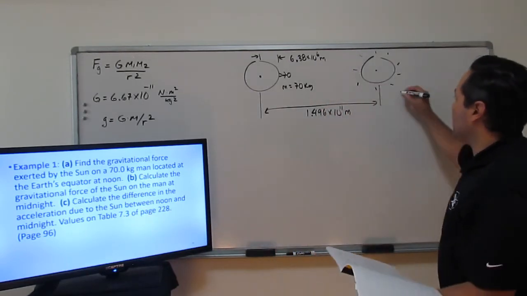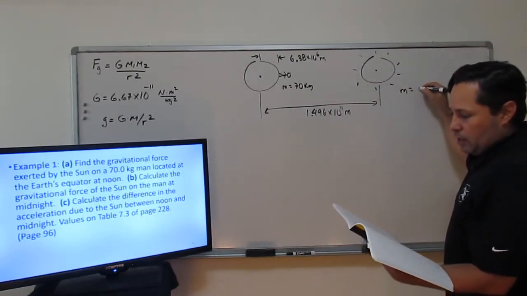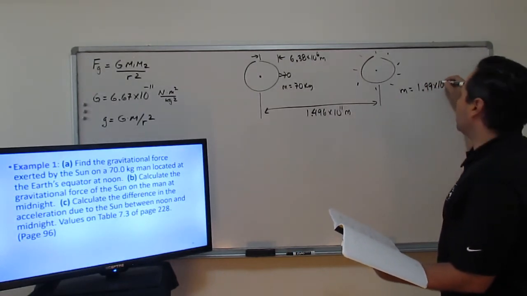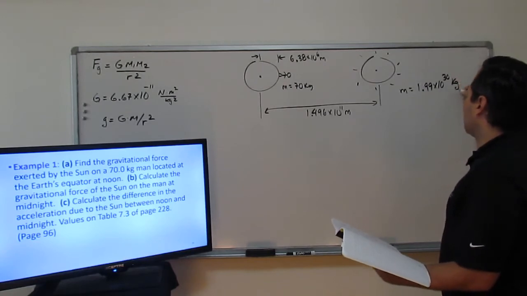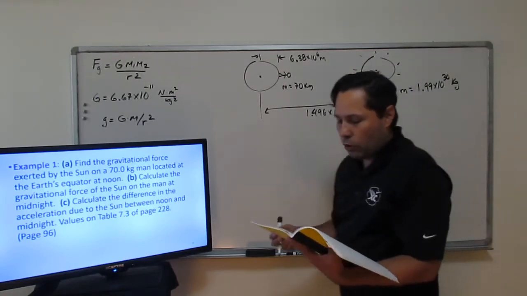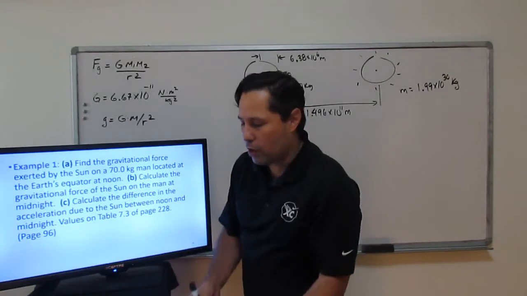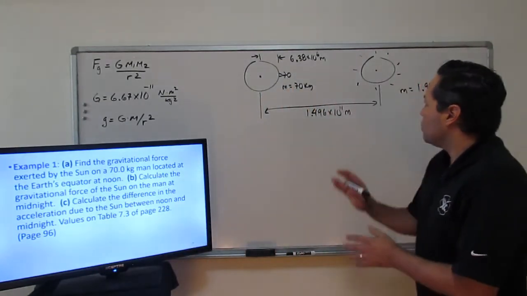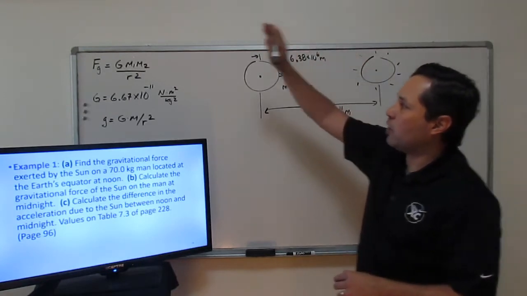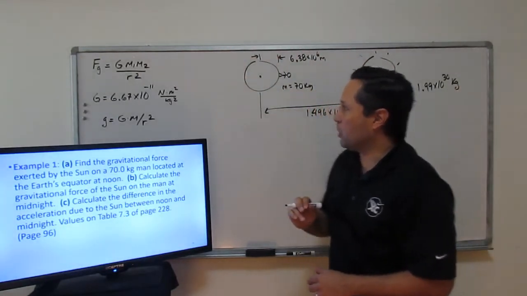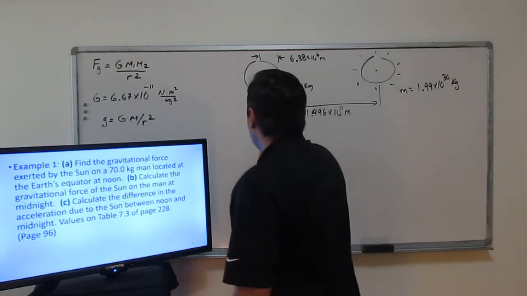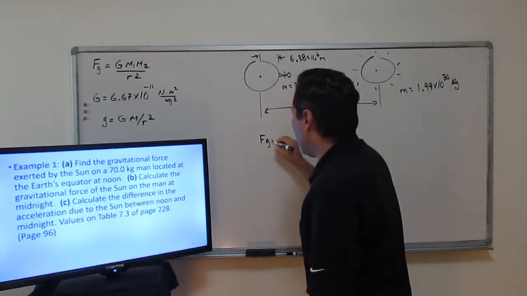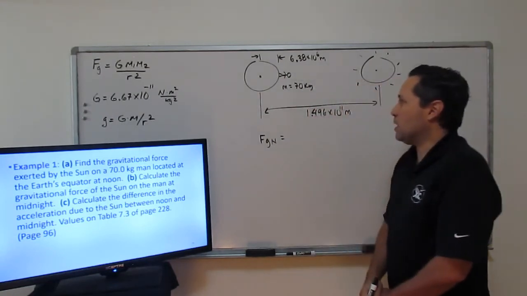The mass of the sun is going to be 1.99 times 10 to the 30 kilograms. Okay, so those are all the values that we need, and again, we picked them up from table 7.3 on page 228. So we got all these values. Now we're going to go ahead and plug it into this formula. Alright, so we're going to begin with the force of gravity at noon. So I'm going to put an N right here. It's going to be as follows.